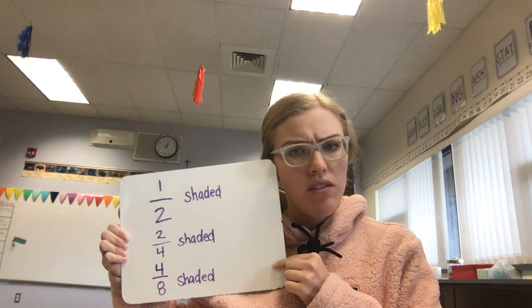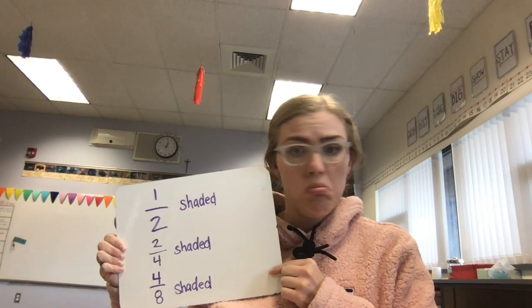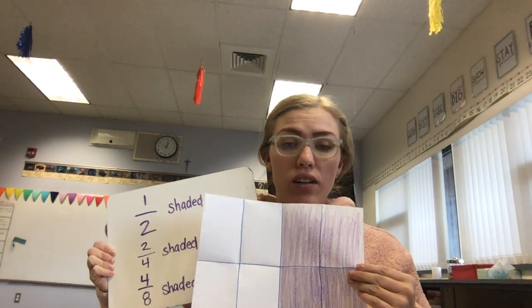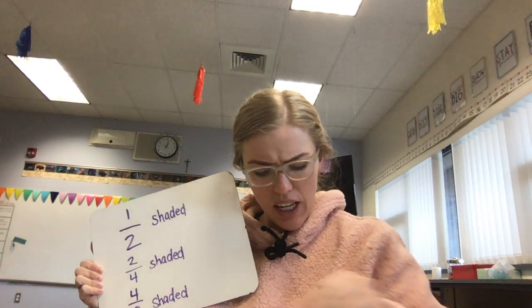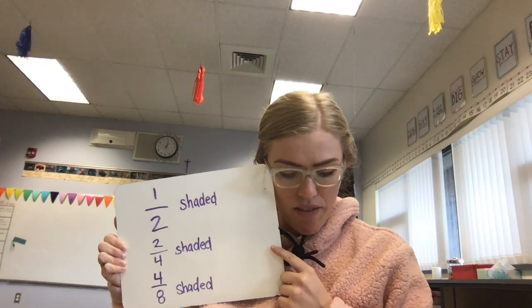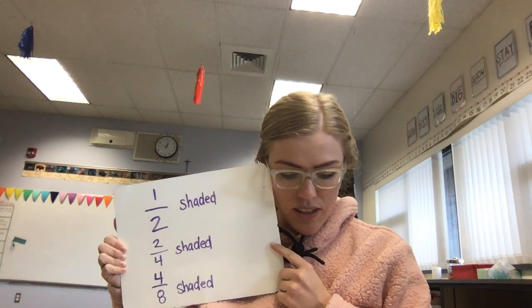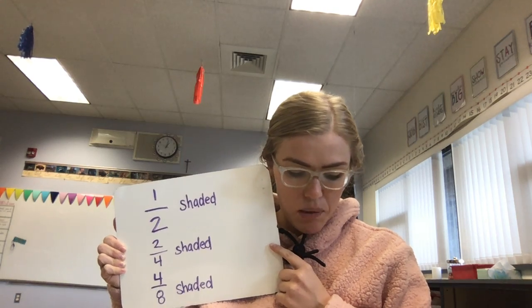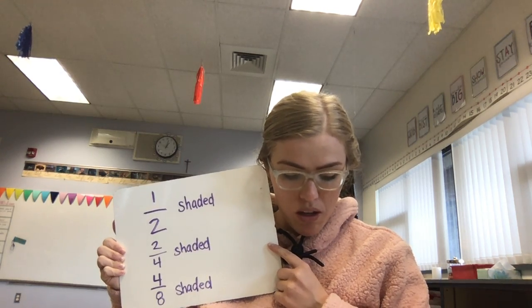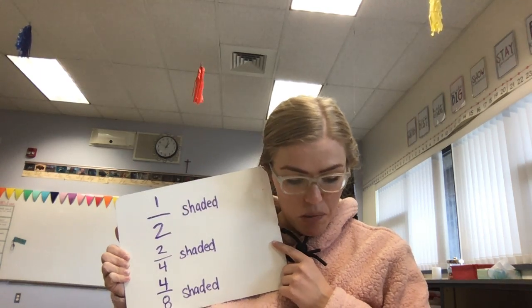The fractions changed, but did the amount of shaded area change? No. We still have half of the paper shaded. Each fraction that we're using represents 1/2 of the paper. Each numerator still represents the same shaded amount, and each denominator represents the same whole. The shaded amount is always 1/2 of the paper.